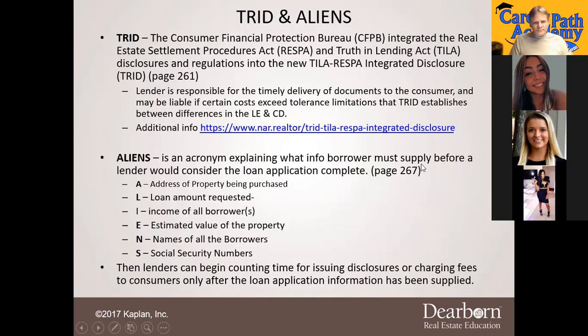All right. And then the application, once again, we already highlighted this on page 267. Straight down, address of the property, loan amount requested, income of all the borrowers, estimated value of the property, the names of all the borrowers, and their social security numbers. So the lender can begin counting time for issuing disclosures or charging fees only after they've shown their intent to proceed by completing the loan application.